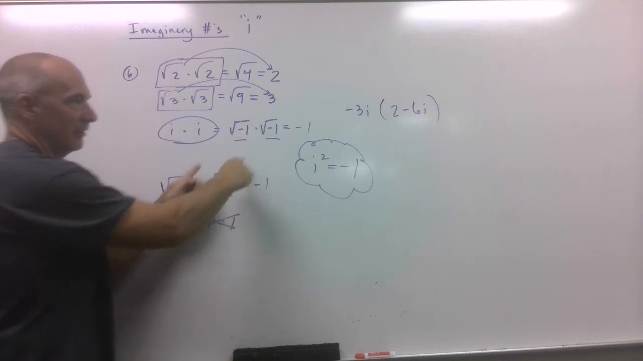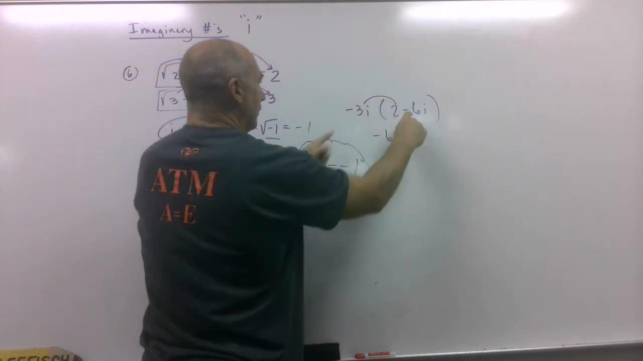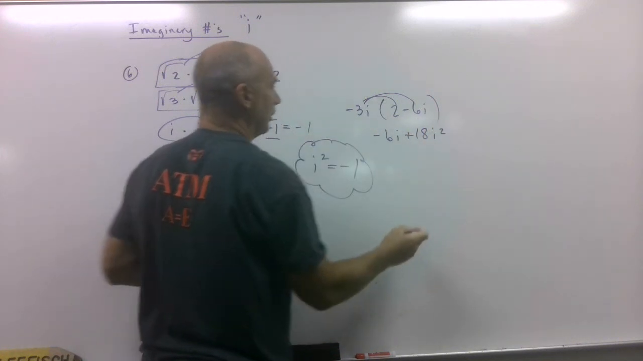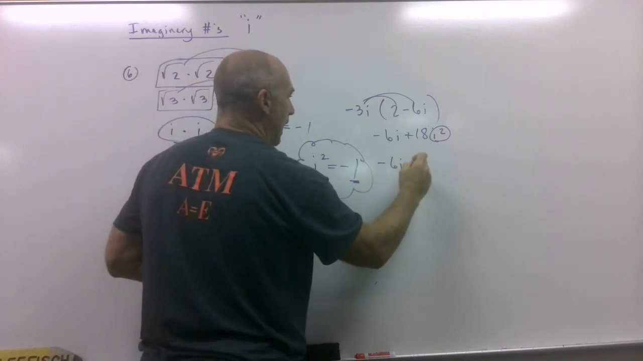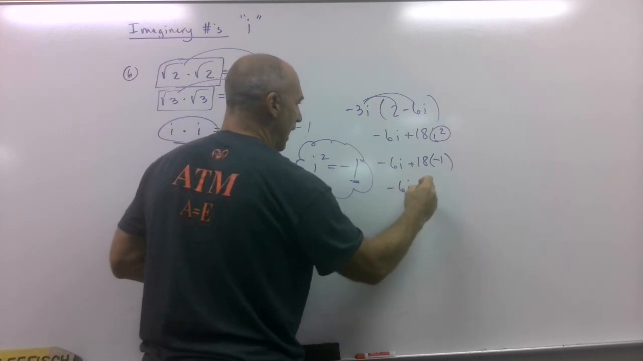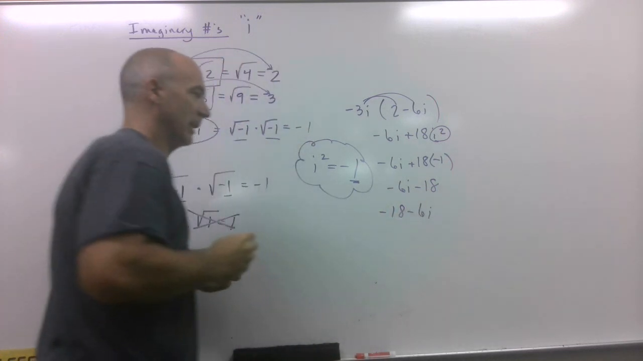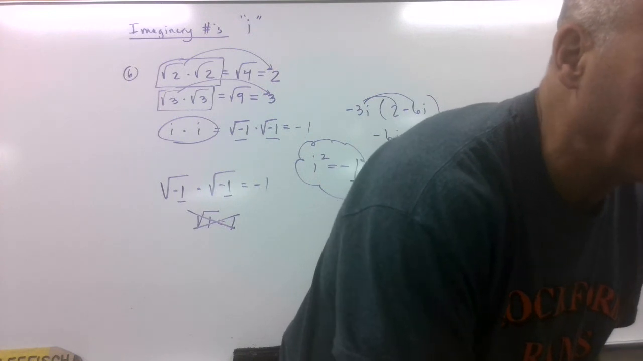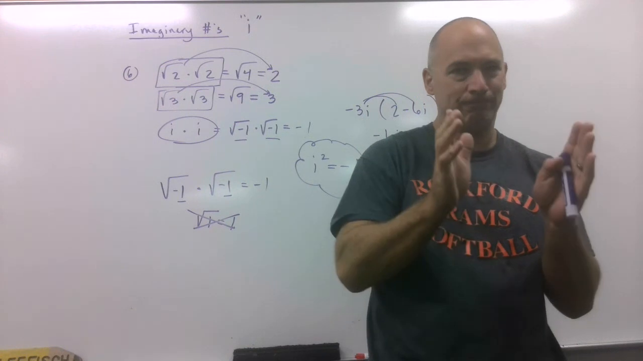Now, let's take this into practical use. Distribute this, I get negative 6i. Distribute this, I get plus 18i squared. Now remember, i squared is a negative 1. So negative 6i plus 18 times negative 1, which is negative 6i minus 18. And then they'll probably want you to rearrange it like that. All right, more sample problems coming if that was throwing you for a little bit of a loop. Remember, i squared always equals negative 1.